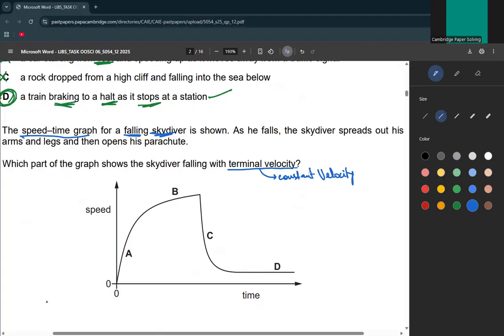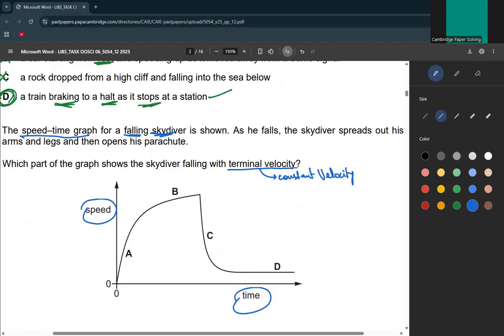If you have no idea what's happening here, you need to just identify where velocity is constant. Let's apply this basic concept, then I'll explain it to you in detail. Here, speed is on the y-axis, time is on the x-axis. This is a speed time graph, as mentioned in the question.